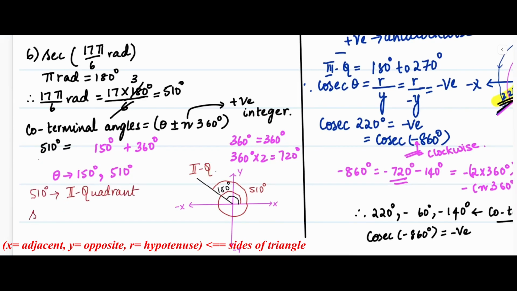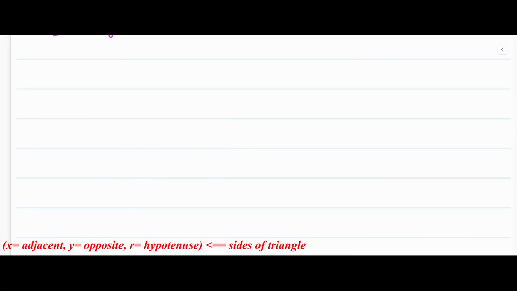The definition of secant theta, that is sec theta, is r divided by x. R will always be positive, and in the second quadrant we have the negative x-axis. So therefore we will have a negative x coordinate. A positive value divided by a negative value gives a negative value. So now we can say that secant 510 degrees will give us a negative value, which is the same as secant 150 degrees.